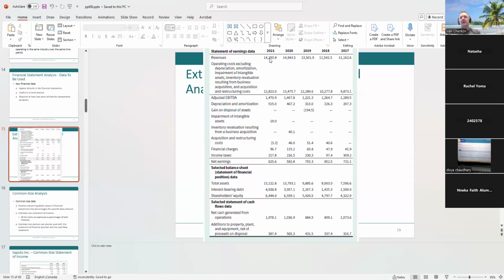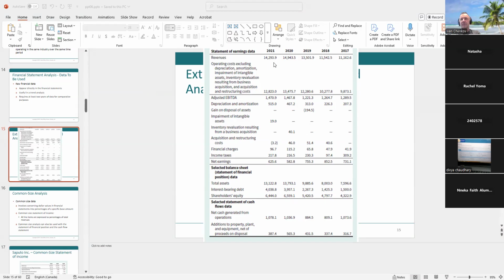Watch this. This is our revenue. Our operating cost is that much. That's how much is left. Once we deduct everything else, net earnings is only 625. Now at this point, I don't know if they're using this number as the cost of goods sold, and they come up with this. Probably not, because that's too small a number. But that's how it is.